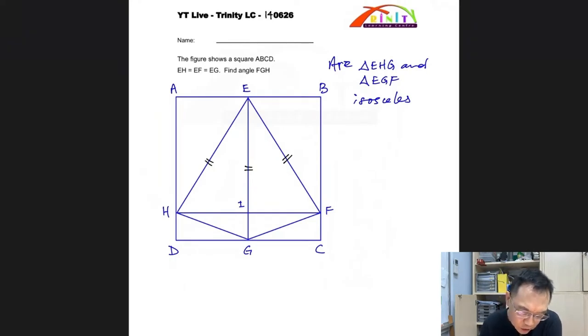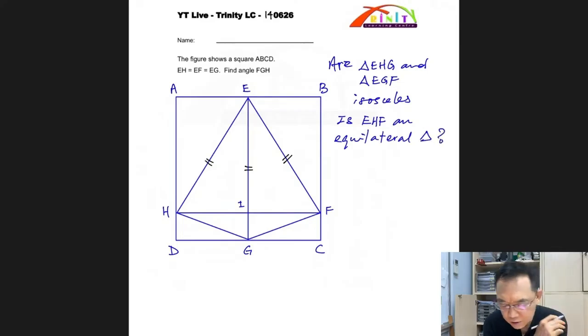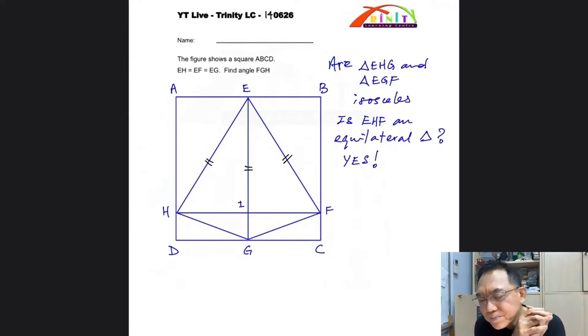Now, can anyone tell me what shape EHF is? I know EHF is isosceles, but is EHF an equilateral triangle? If you say yes or no, you do need to be able to prove it. Thank you for trying. I'm going to tell you now that EHF is equilateral. The answer is yes, but how do I know that? How do I know it's equilateral? You have to prove it. You cannot just say yes.